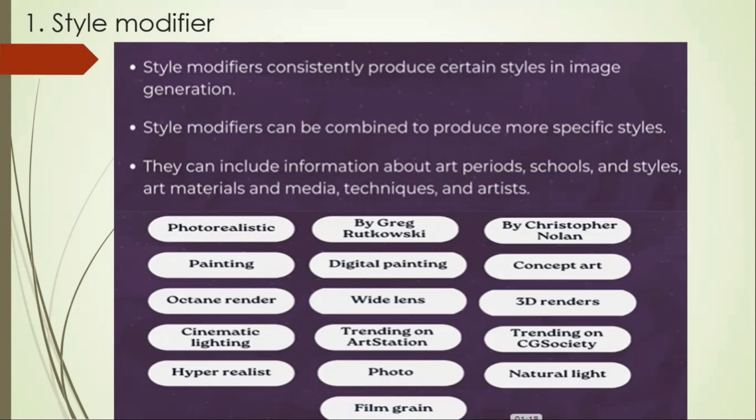The first technique is style modifier. Style modifier consists of producing certain styles in image generation. Style modifiers can be combined to produce more specific styles. Specific styles can include information about art period, school, style, art materials or media, techniques or artist. So the pictures in schools, the pictures in your books, the pictures in the media, the pictures in technical books, and the pictures developed by an artist are different. We call that a different style of pictures. So we need to give that structure.